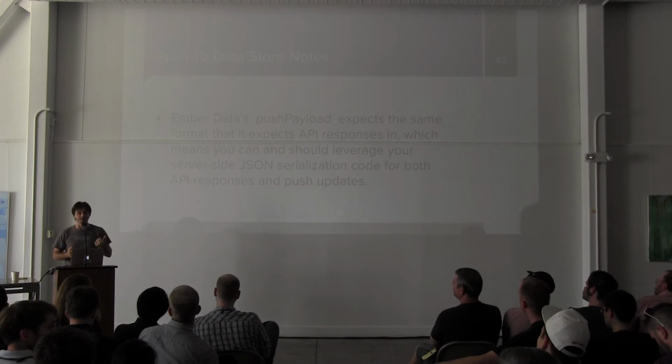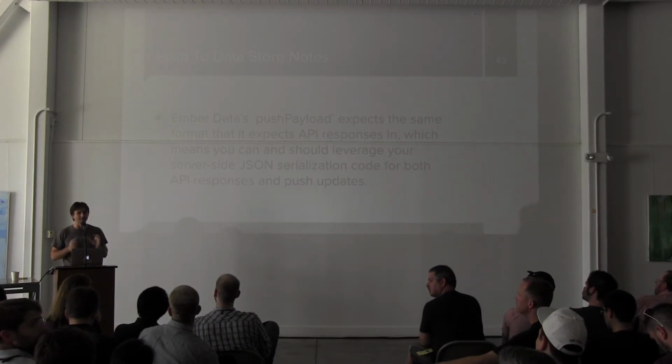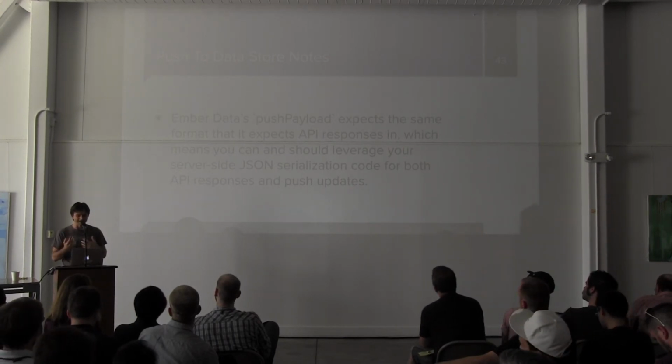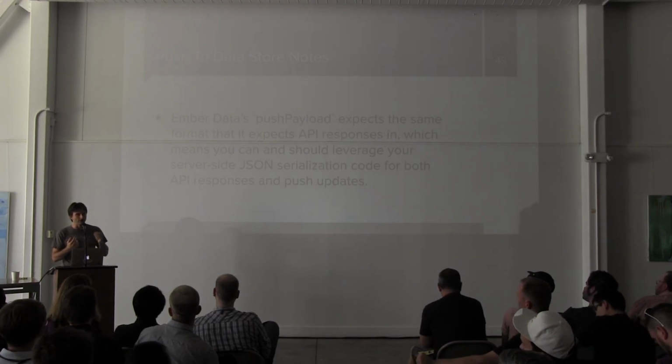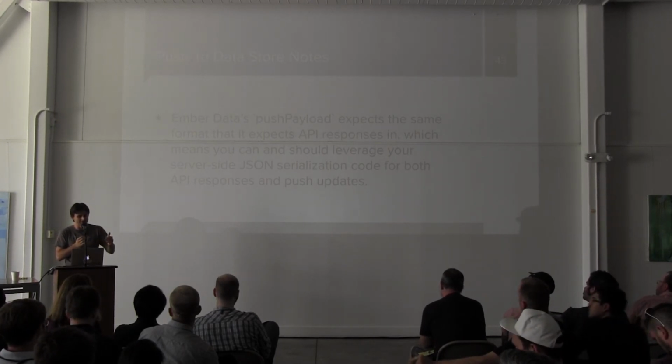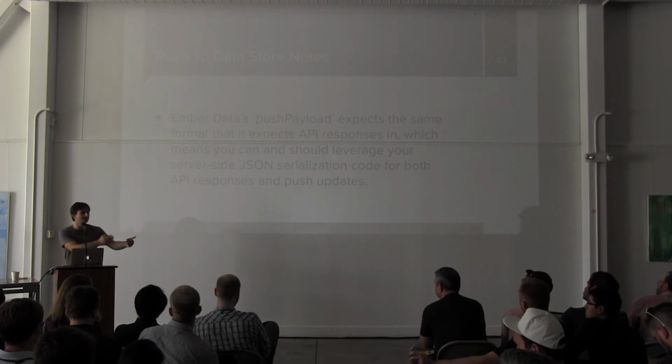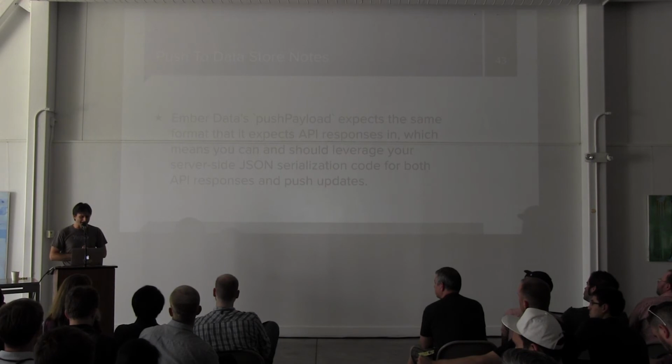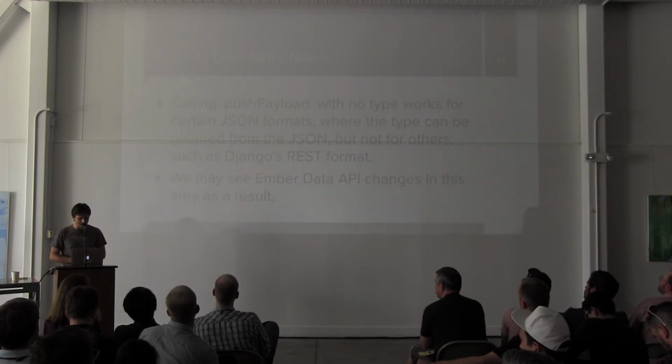Active Model Serializers for Rails makes this really easy, but definitely be wary if you've got a back-end system where it really thinks about JSON serialization as a view layer concern. That can sometimes be awkward to use for push. Not usually something you can't overcome, but something to be aware of.